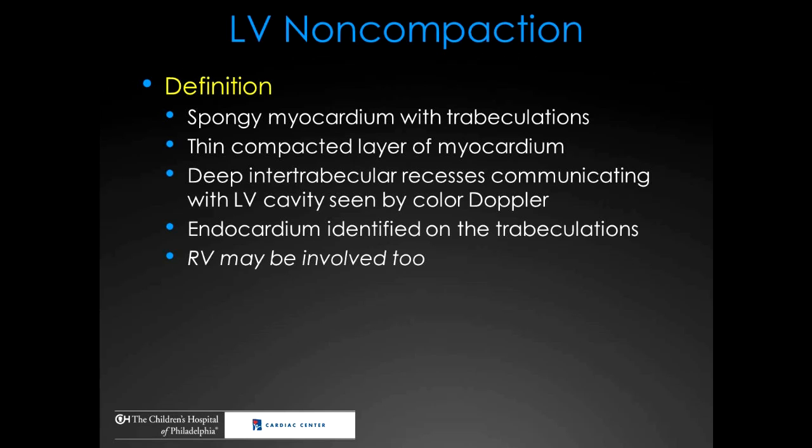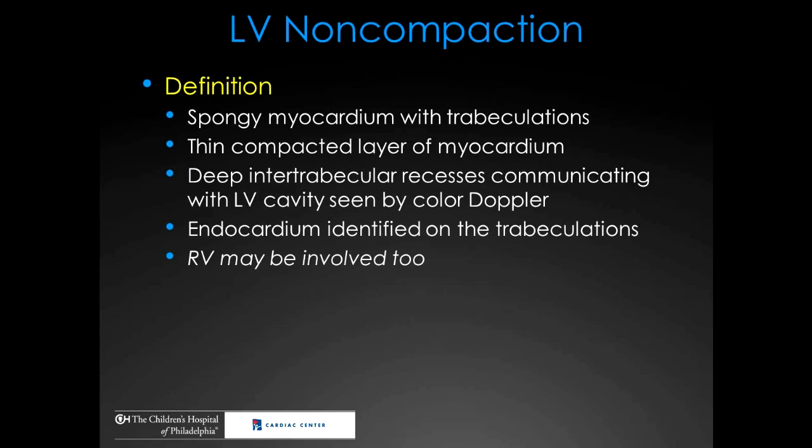Left ventricular noncompaction has a fairly broad diagnosis and definition. There is a typically spongy myocardium with trabeculations. There is a thin compacted layer of the myocardium that is seen. There are classically deep intertrabecular recesses that are communicating with the left ventricular cavity that we can see by color Doppler on echocardiography. And if you're looking at a pathologic specimen, the endocardium can be identified on these trabeculations.